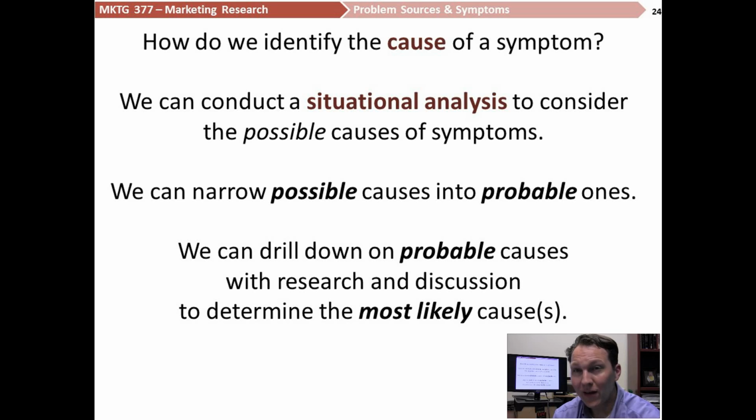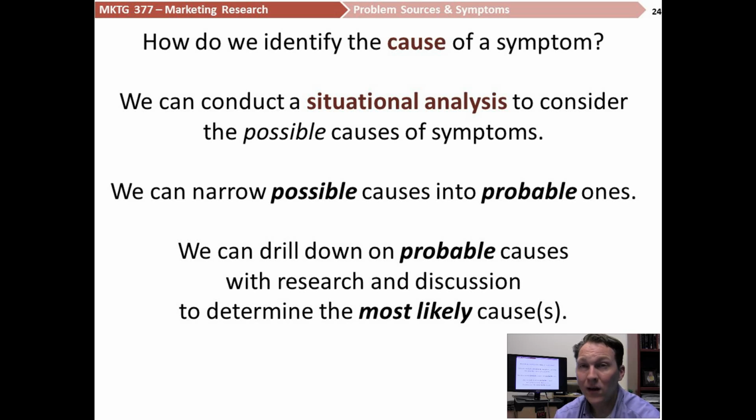So how do we identify the cause of a symptom? Well, one thing that we can do that I alluded to in the last lecture is we can conduct a situational analysis to consider the possible causes of symptoms. We can make a list. We can kind of brainstorm and come up with ideas about what could be going on here to cause this symptom to be going awry.